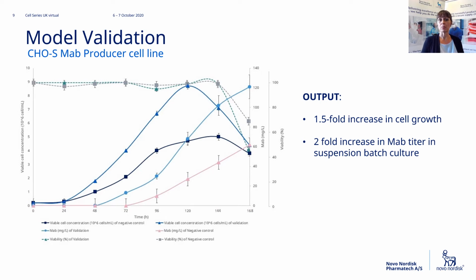And under these optimized conditions, the viable cell concentration reached the predicted 9 million cells per milliliter, with a mAb titer of 120 milligrams per liter. And to summarize, the sequential use of this modified Plackett-Burman in combination with a Box-Behnken design led to a 1.5-fold increase in cell growth and a 2-fold increase in mAb titer in suspension batch culture.